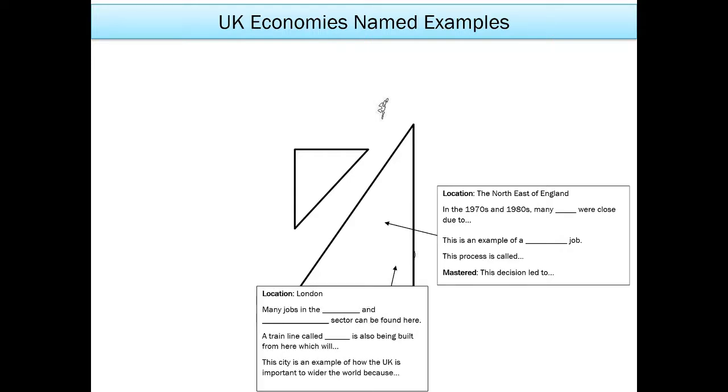We're then going to move on to look at London. So what jobs are created? So many jobs in this sector are created. Which jobs are they? There's a train line being built between London and another city. What is it? And how does that link to the UK's importance to the wider world?